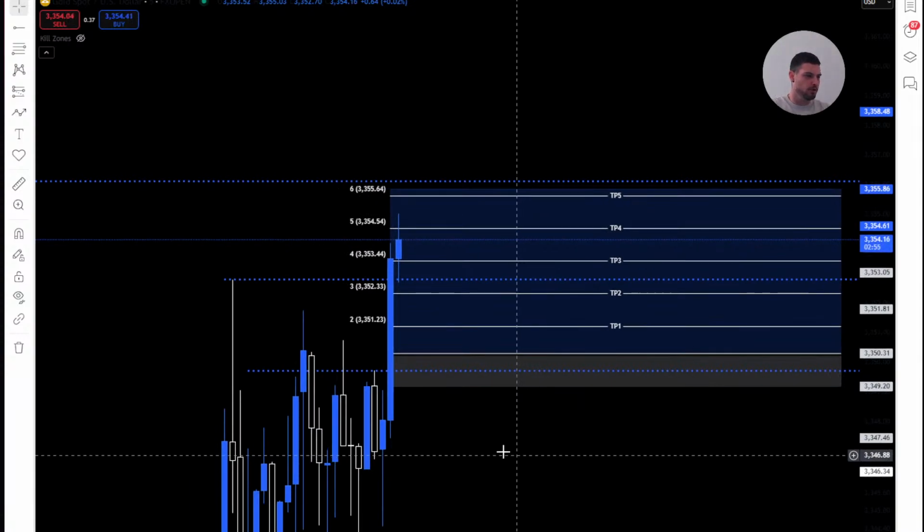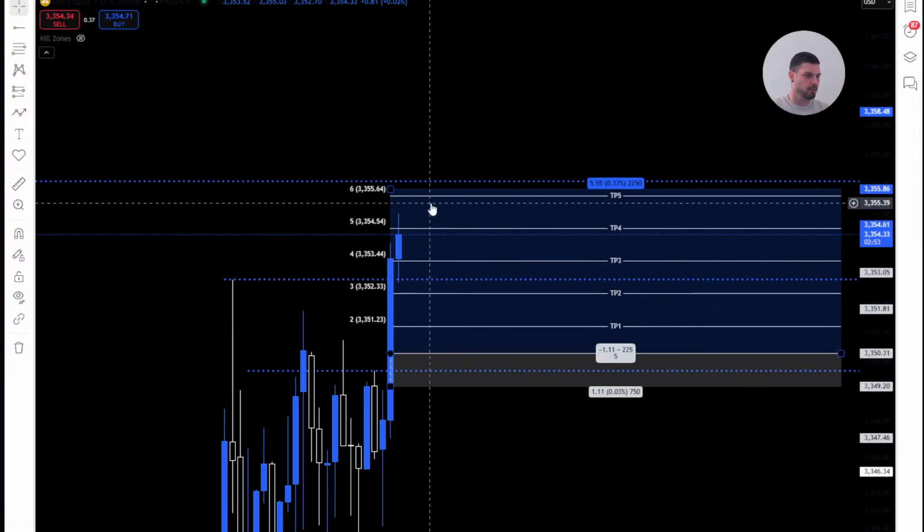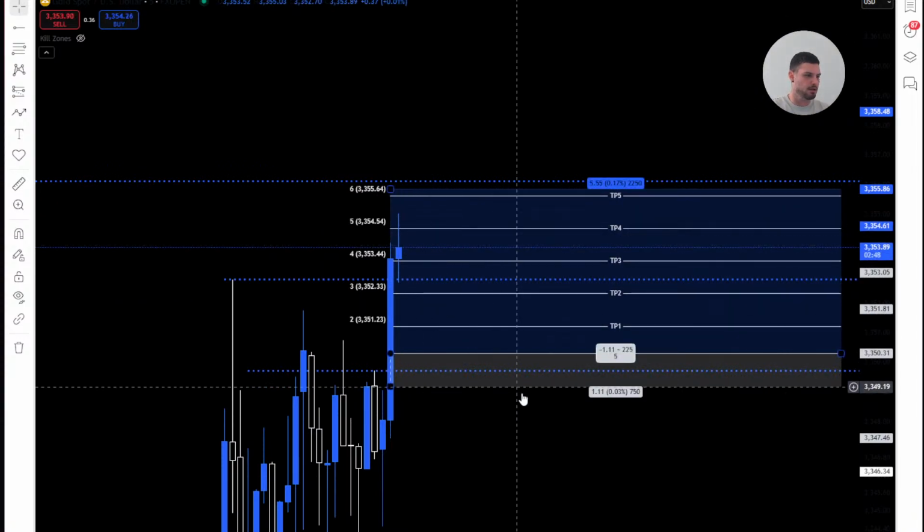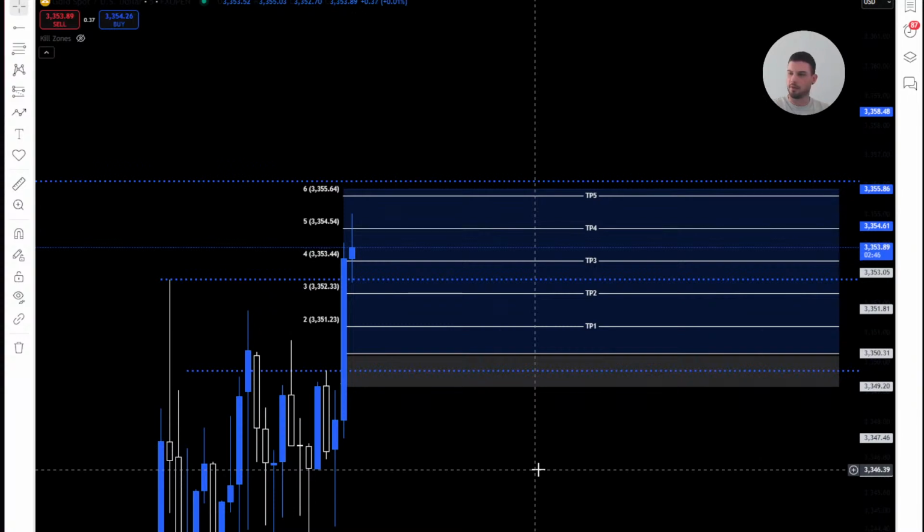Still looks like it wants to push. We still should get a pretty decent push, I reckon. We've got 3 more minutes till this candle closes. And then we'll see how we go from there.